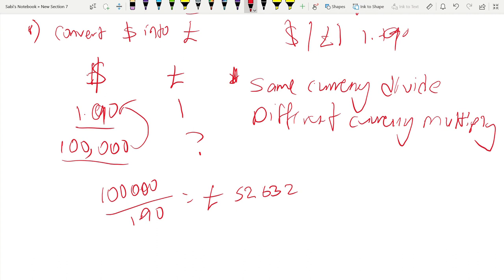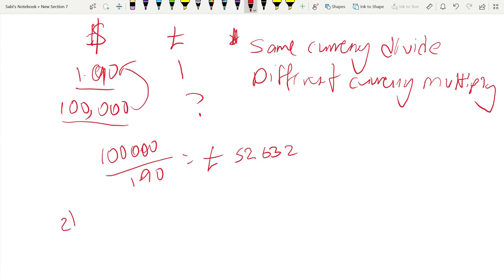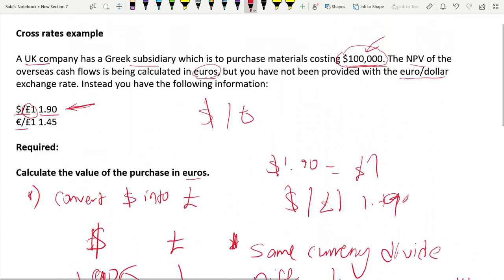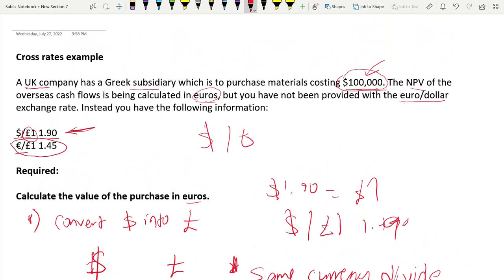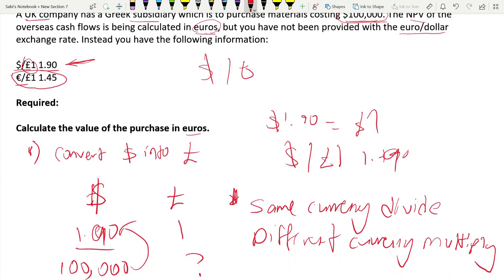52,632. This is pounds. But you need it in euro, so convert the pounds into euro now. You are given the pound and the euro rate, the second one. This also is the same thing. 1.45 euro is equal to £1. In both, the pound is the base currency. Okay, remember.